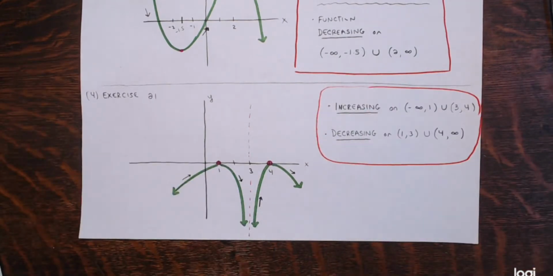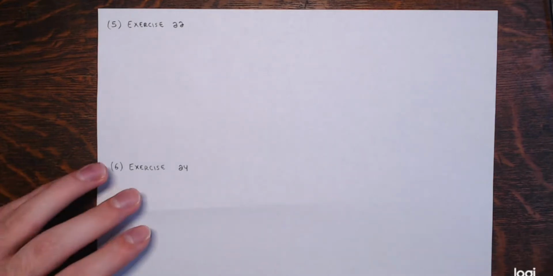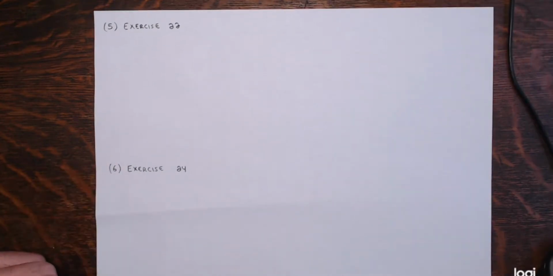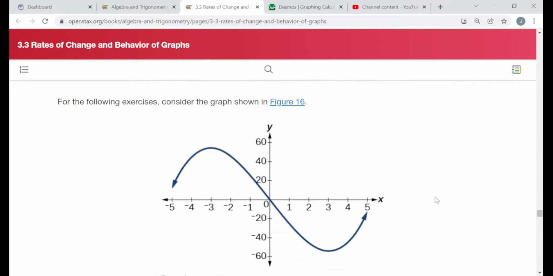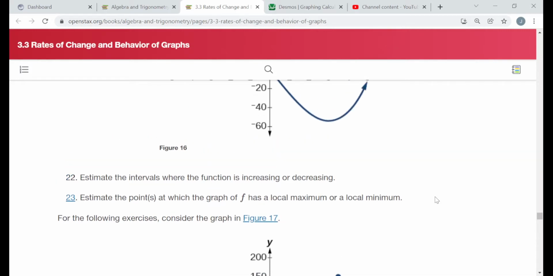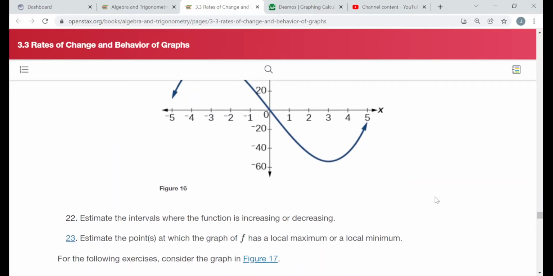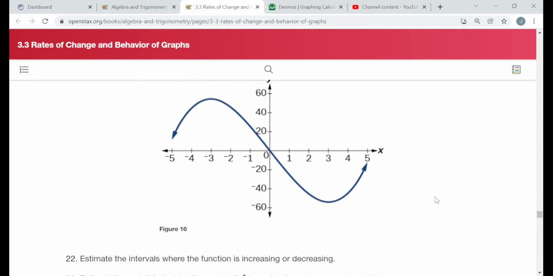Great. All right, then I have just one more page, two more exercises from the text. And I'll do the same exact stuff. All right, so exercise 22 from the text. So there's 22. Oh, okay, so we're looking at this picture. So number 22 is for figure 16 here.